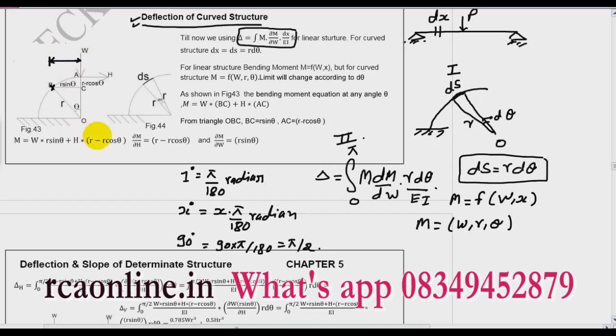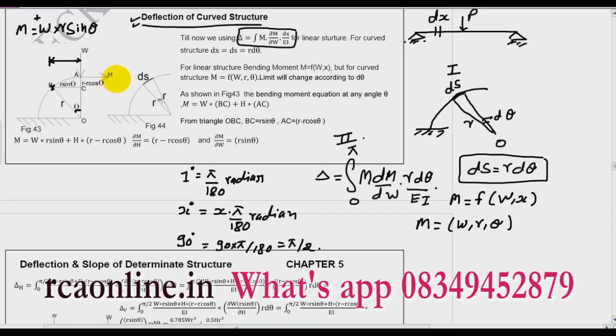Now if this angle is theta, what will be this lever arm? If this is theta and this is r, then this is r sin theta. So what do I get in the form of bending moment? W into r sin theta. As I told you in the previous video also, while using the Castigliano theorem, always use clockwise positive. So this is positive.